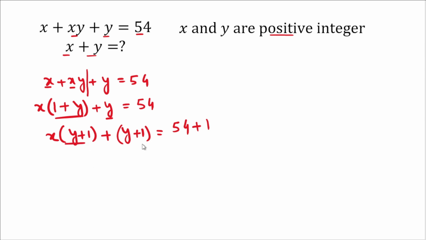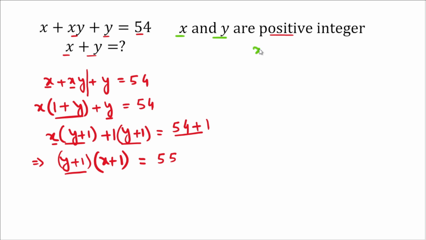Now from these two terms we can take y plus 1 outside the bracket as a factor. So one factor is y plus 1. We have taken y plus 1 common, so the other factor will be x plus, and in this place we'll write 1, since multiplying by 1 keeps the value the same. So it is x plus 1, and the value of this on the right hand side is 54 plus 1, which is 55.